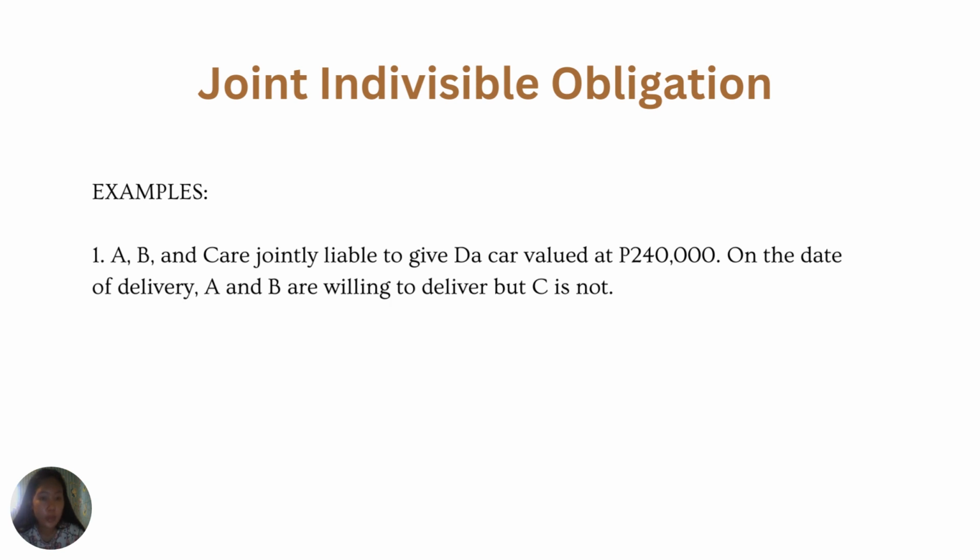Okay, so pursuant to Article 1224, the liability is converted into one for damages. So A, B, and C will be liable for 80,000 pesos each, or a total of 240,000, which is the value of the car, without increase of responsibility for A and B. The unwilling debtor, which is C, shall be liable for damages to A and B for having violated the obligation.